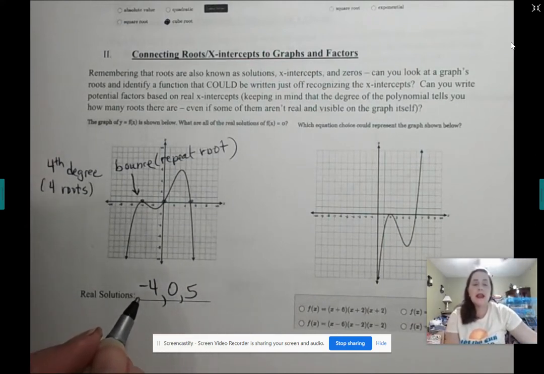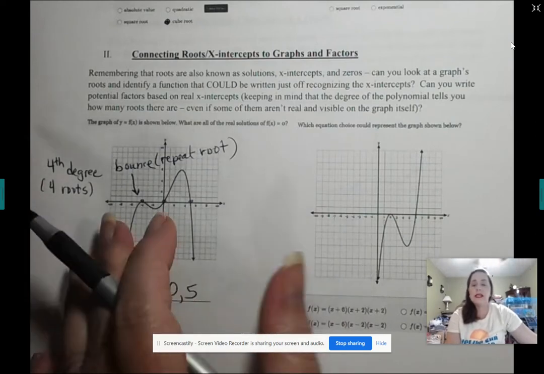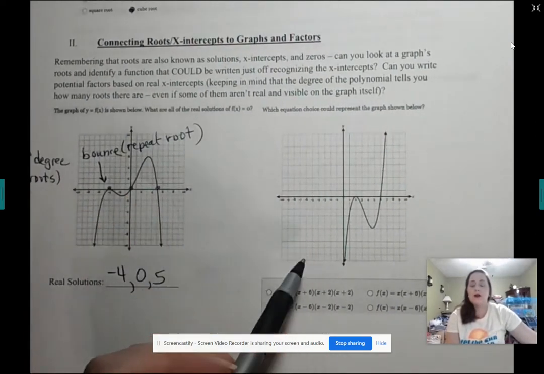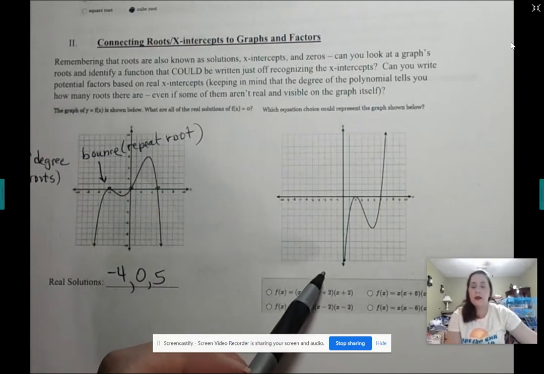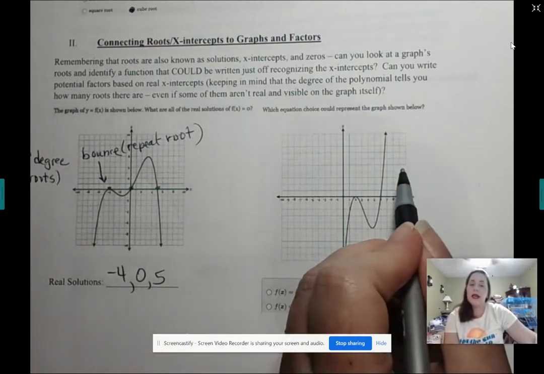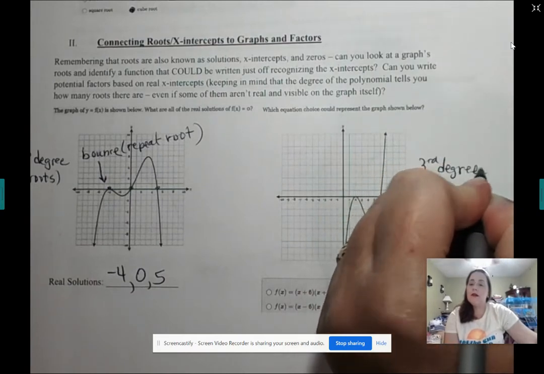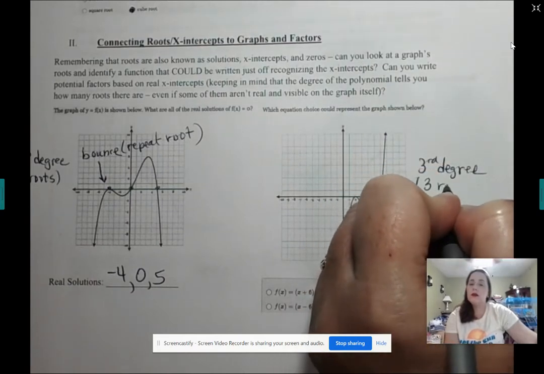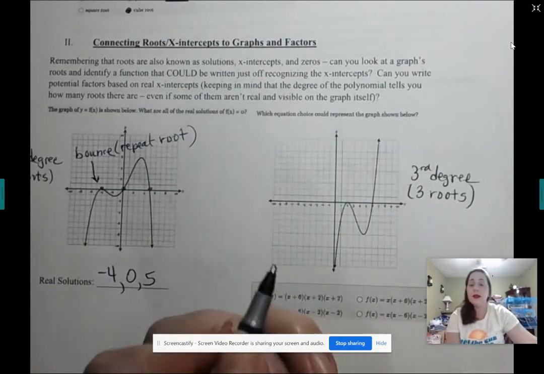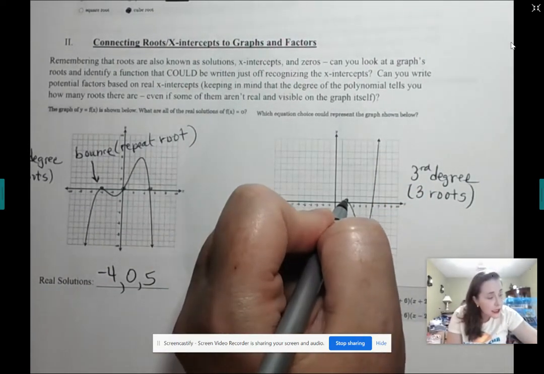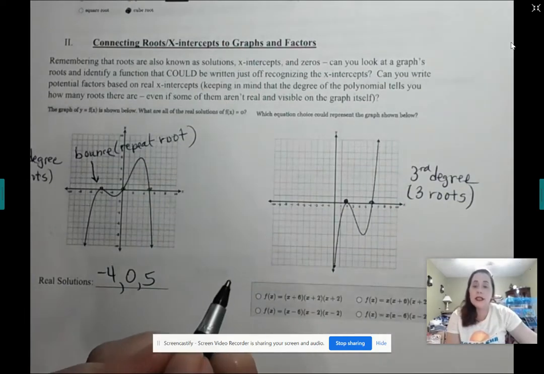Now, can I take the idea of real solutions and be able to write an actual factored form of that polynomial? Now, this is a cubic, right? This is a 3rd degree. So it should have 3 roots. Do I see it crossing in 3 places? No, I actually only see it crossing in 2 places.